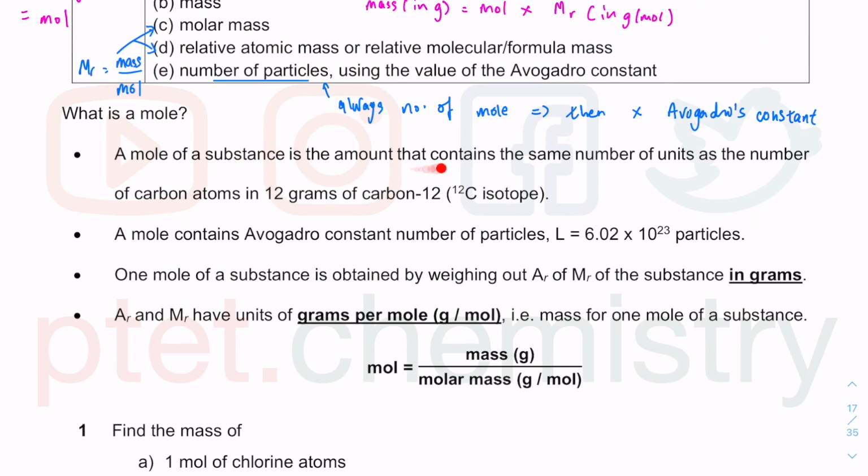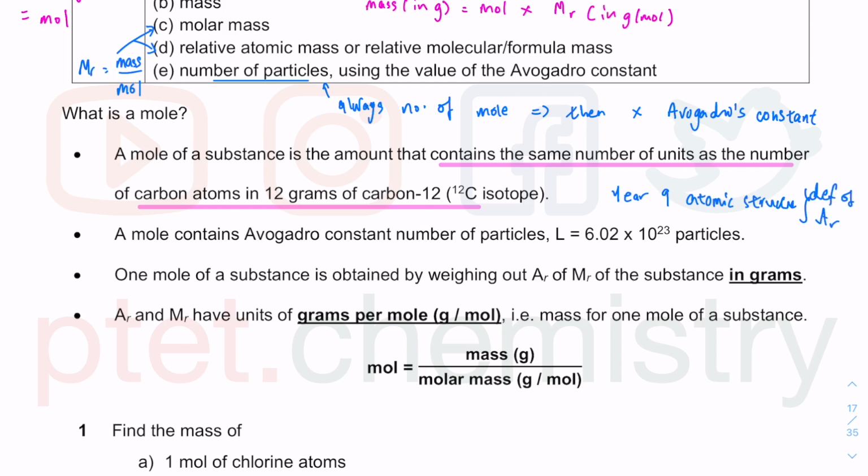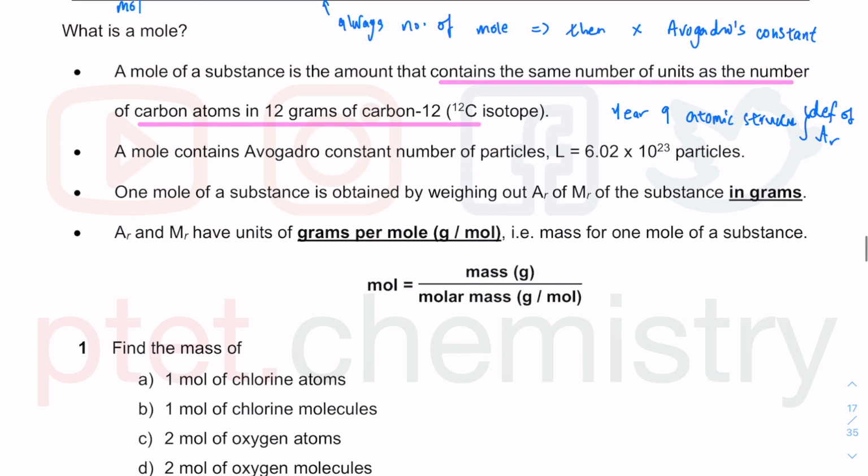A mole is defined as the amount of a substance that contains the same number of units as the number of carbon atoms in 12 grams of carbon-12 isotope. So this carbon-12 isotope came up before in your year 9 syllabus under atomic structure as part of your definition of relative atomic mass, where you need the carbon-12 isotope as your reference standard. Similarly here, this must contain the same number of units as the number of carbon atoms in 12 grams of carbon-12 isotope. So this is 1 mole contain Avogadro's number of particles. L is the generally accepted international symbol for Avogadro's number, 6.02 times 10 to the 23 there.